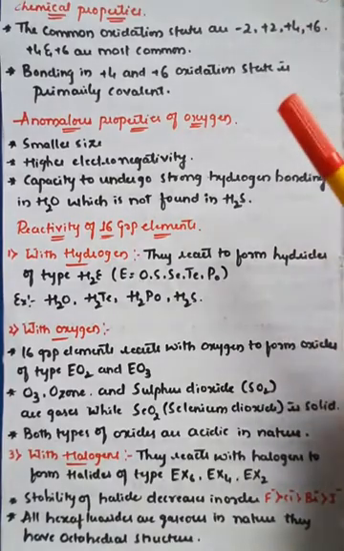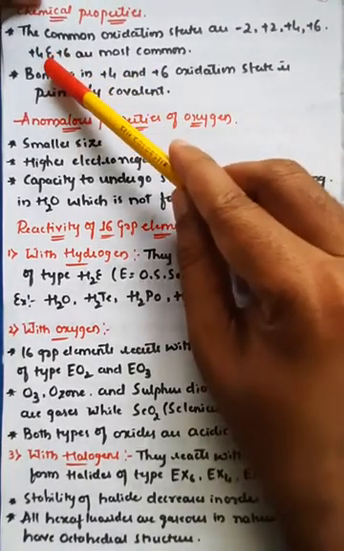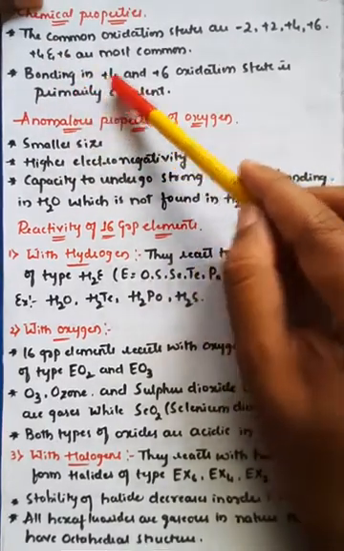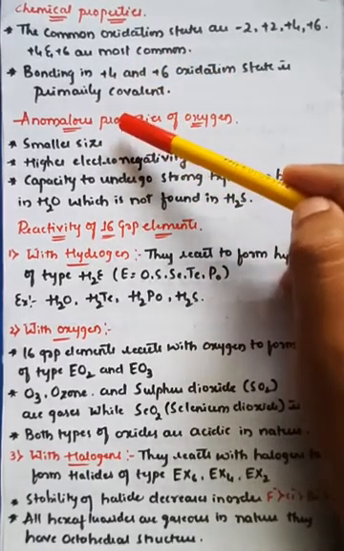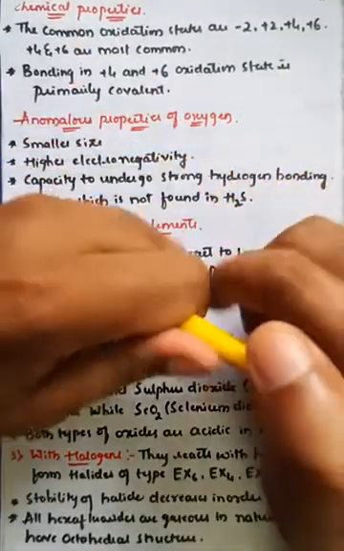but the most common oxidation states of a 16th group element are +4 and +6. And bonding in the +4 and +6 oxidation states is primarily covalent. Covalent means mutual sharing of electrons. The bond formed due to the mutual sharing of electrons is generally called covalent.